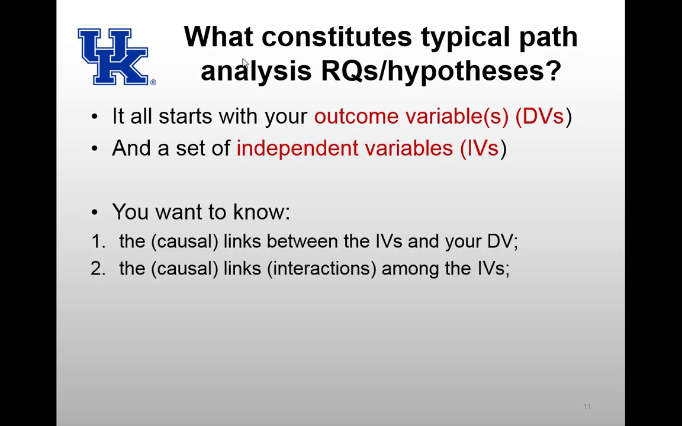Second step, you want to know the causal links among your IVs. Like what I said in the multiple regression, you do not expect all your IVs to have certain effects on your DV simultaneously. There must be something else going on among them. So you want to know the interactions or relationships among the IVs. And then, most of all, you want to know which links. Now you have a lot of links, right? So which links have more impact on your DV than others, okay? So those are very typical path analysis hypotheses.